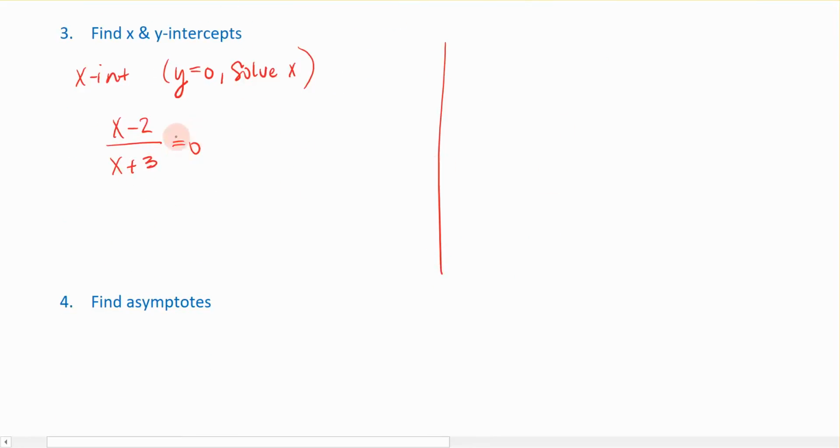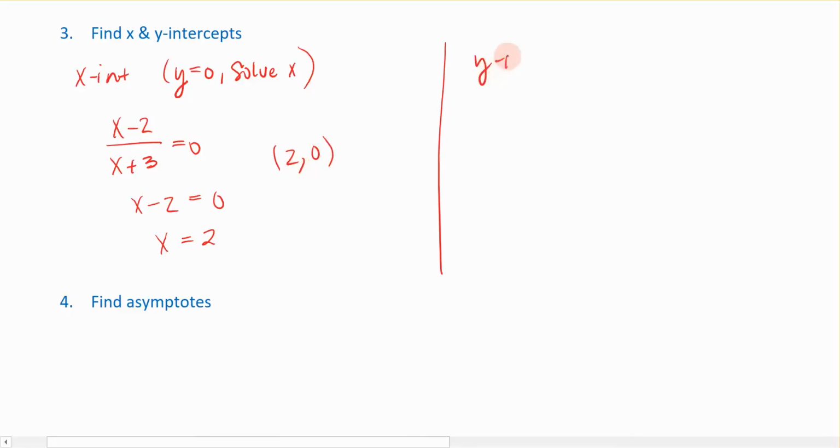So I can multiply both sides by x plus 3, and I end up with just x minus 2 is equal to 0. And then add 2 to the right-hand side, x is equal to 2. So I have an x-intercept when x is 2, y is 0. That's where I have an intercept occurring.